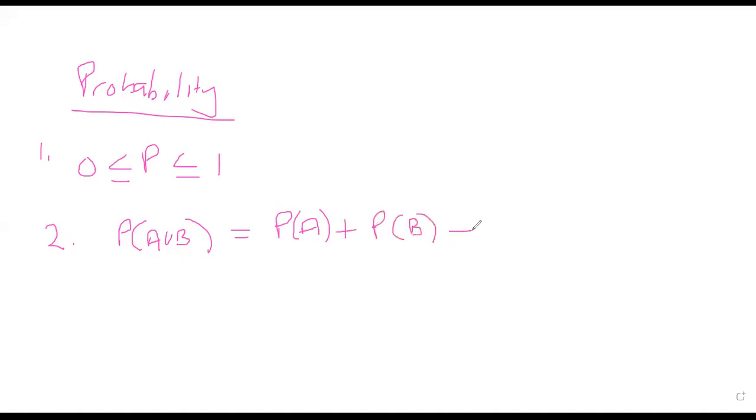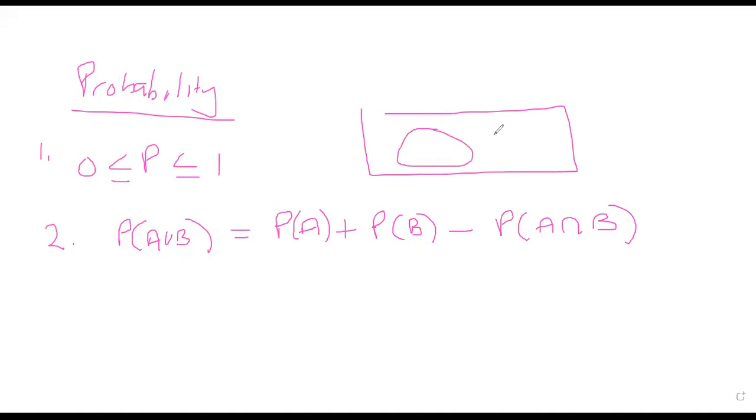The next one is the probability of a union set. A union B is simply the probability of A plus the probability of B minus the intersection. To unite is to add. If you're looking at 2 probabilities, A and B, where they meet is the intersection. But when you add them, you remove the intersection to avoid duplication.